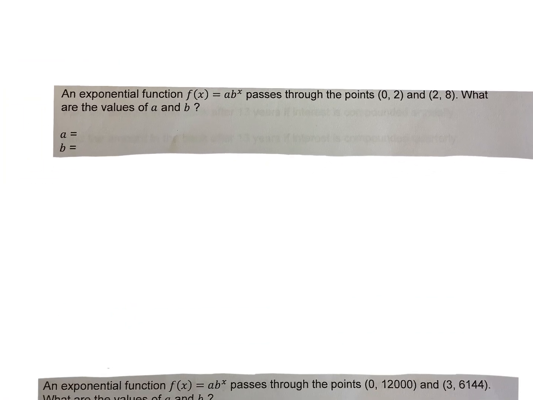The next two we're going to do don't have any kind of a word problem with them. They're just giving you some information. Because I have in this first one the points (0, 2) and (2, 8), 0, 2 is my initial value, so a is going to be equal to 2, so that would go here.